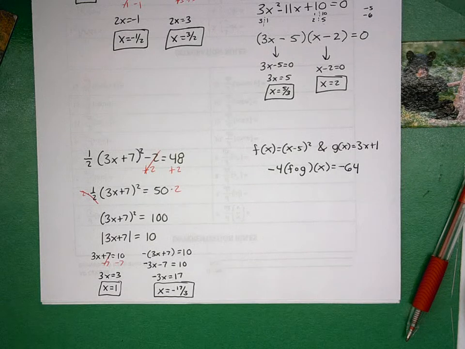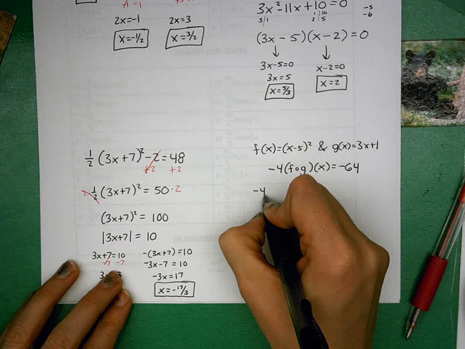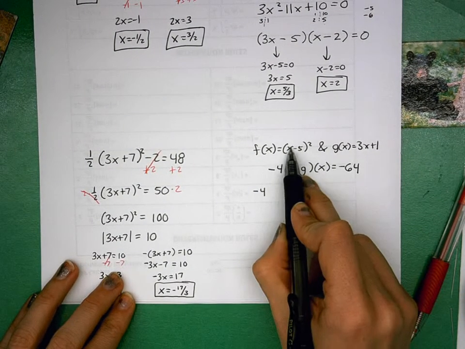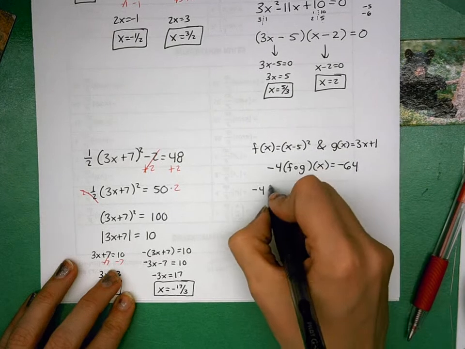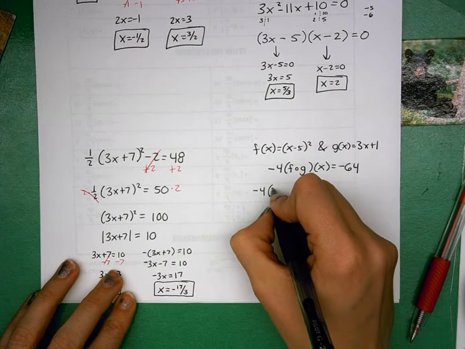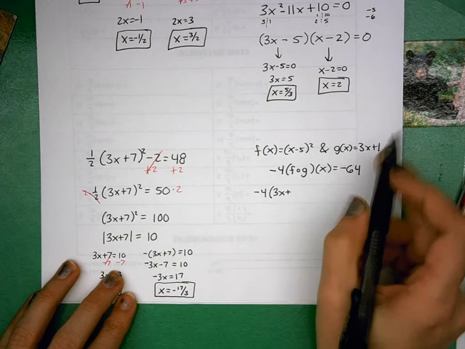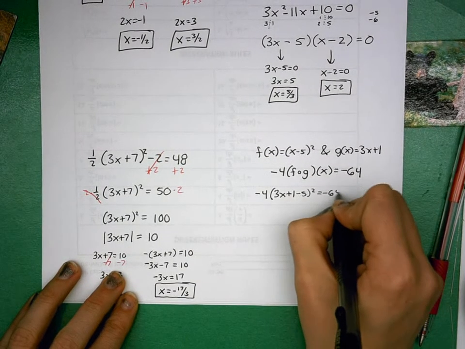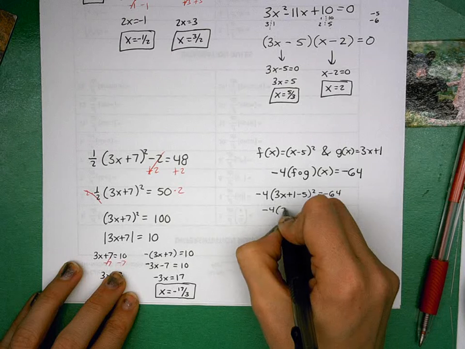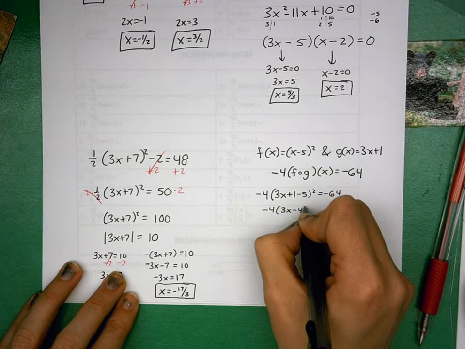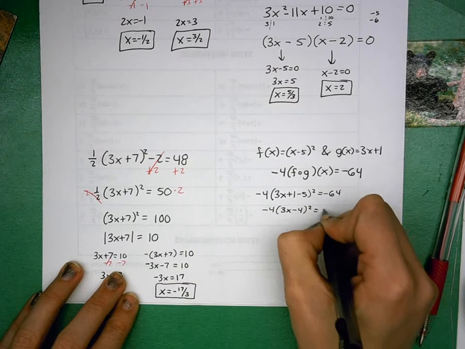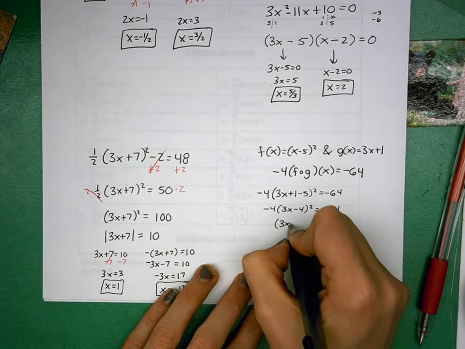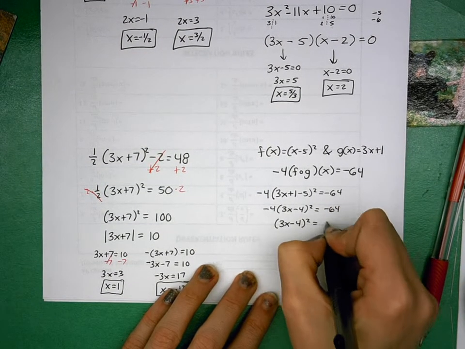Okay, so plugging in, we have -4 times f of g of x, so g is getting plugged into f over here. We have 3x plus 1 minus 5 squared, which cleans up to 3x minus 4. Dividing that -4 over, we get 3x minus 4 squared equals 16.